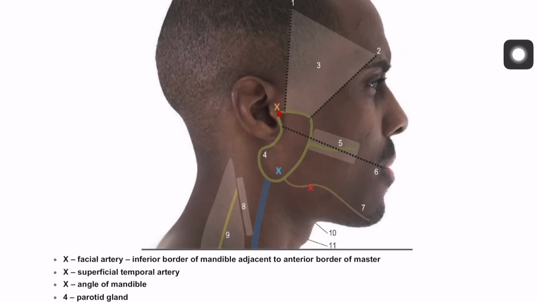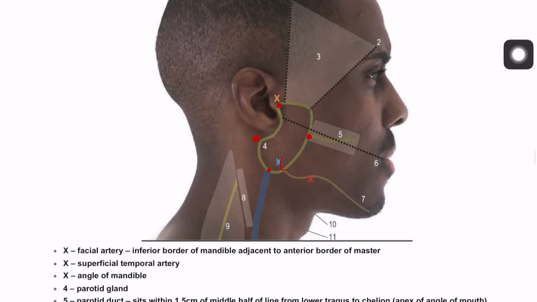Another point is the center of the masseter muscle, and the third point is 2 centimeter below and lateral to the angle of the mandible, and the other one is basically the center of the mastoid process. So that will be the surface anatomy of the parotid gland in this area.